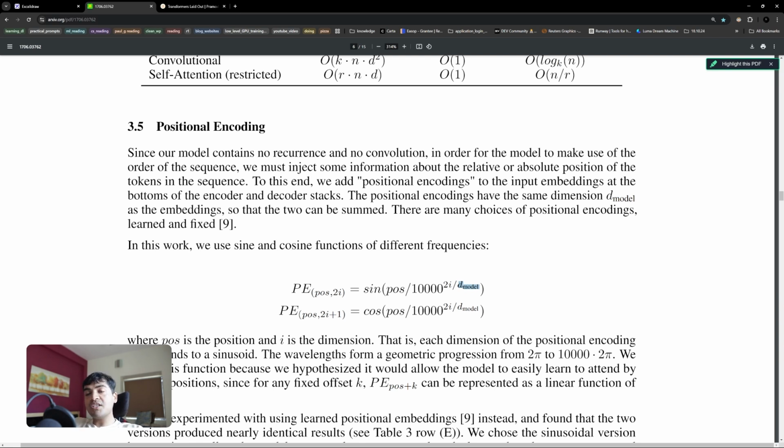For transformers, that would be 512. This value is fixed, and we can go I up to d by 2, and all of this is fixed. So the only variable left is the position of the word.